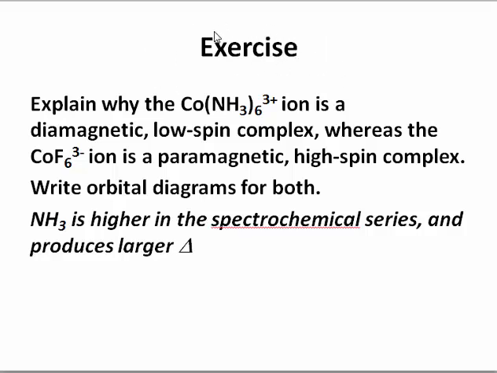Here is an exercise. Explain why the cobalt ammonia complex is a diamagnetic low spin complex, while the cobalt fluoride complex is paramagnetic and high spin. Write orbital diagrams for both. As ammonia is higher in the spectrochemical series, it produces the larger delta, which causes the diamagnetic arrangement of electrons. This is readily illustrated. If you make orbital diagrams for both, you should attempt that before moving on.